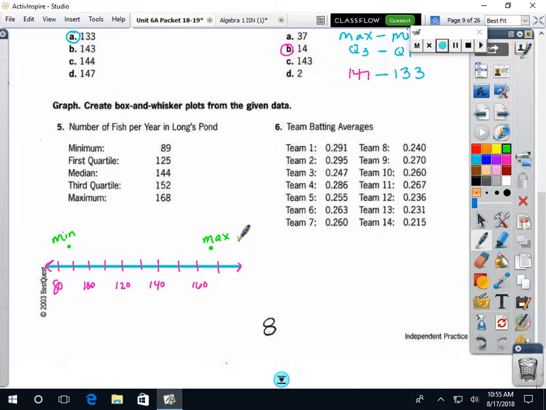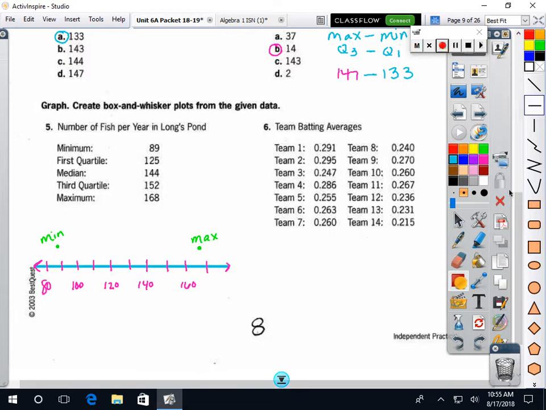Okay, so those are going to construct the whiskers. Now we need to construct the box. The box is made up of 3 lines. The lines are the 3 quartiles. So the first quartile, quartile 1, is at 125. That's 120, and that's 130, so wouldn't the first line go right in the middle of those?